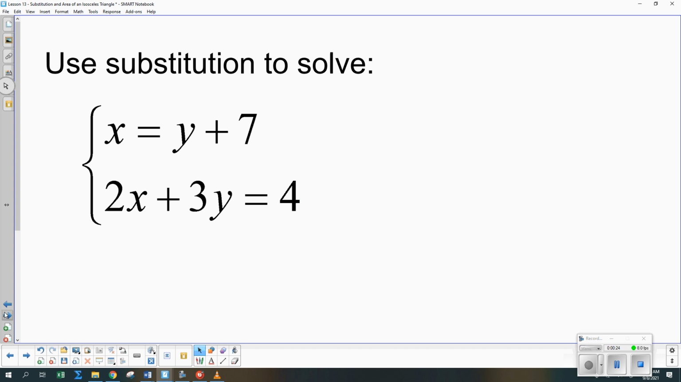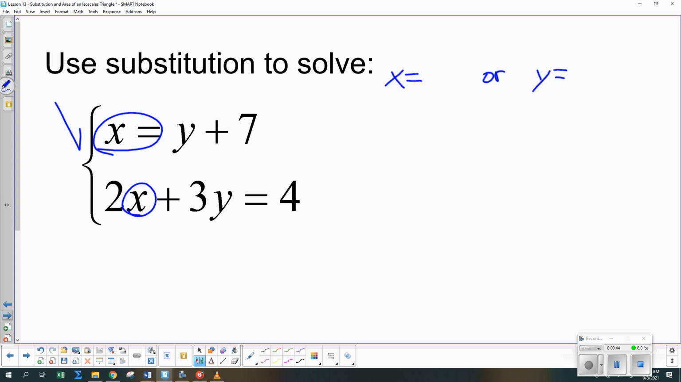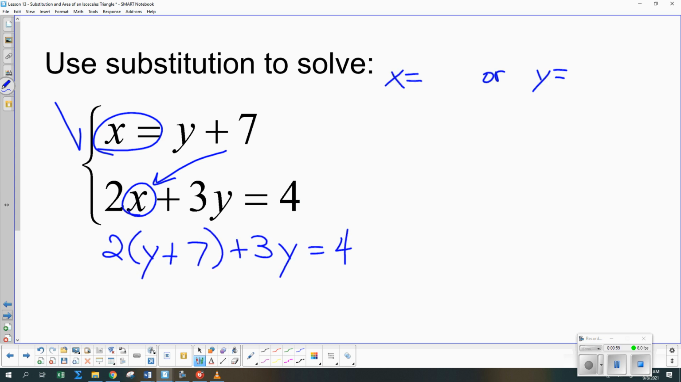First thing we want to do is to isolate one variable. So we want to get either x equals or y equals. And this one is easy because we are already on x equals. So we pick that equation. Then in the other equation, we find where we have x so that it matches, and we simply change that x to y plus 7. So 2 times (y plus 7) plus 3y equals 4.